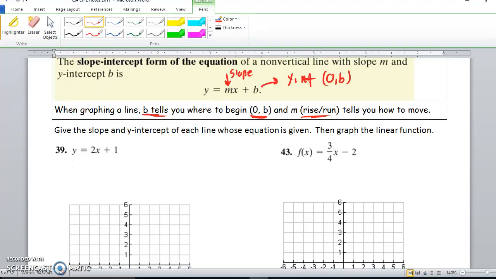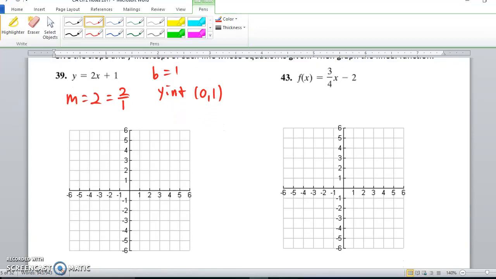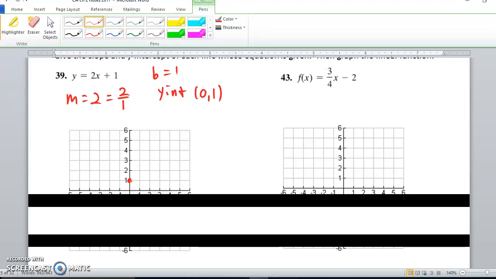So let's see. Coming down here, it looks like our slope is going to be 2. But we can go ahead and write that as 2 over 1, and I'll explain why in a second. And then b is equal to 1, which means that our y-intercept is at 0, 1. So b will tell us where we can begin to graph this. So we can start at 0, 1. And then the slope is 2.